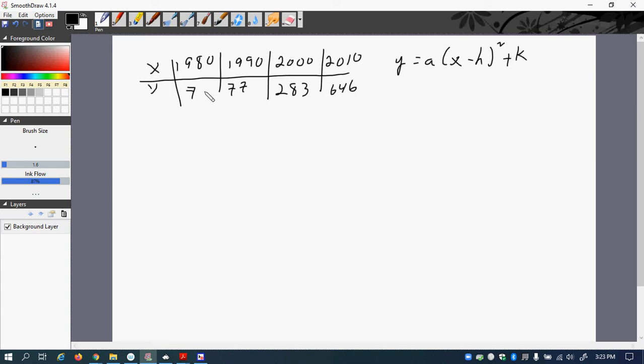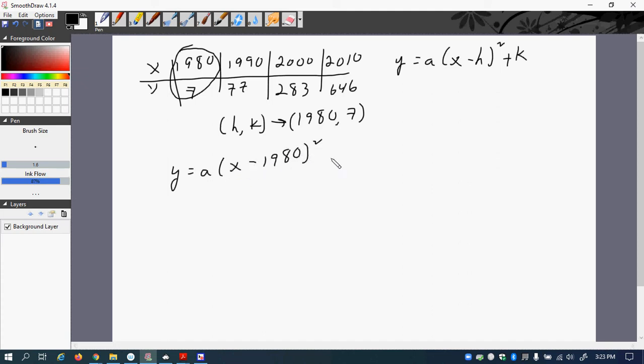So we can just pick one of the points to be our h and k. And we would probably assume that this one would be the one, because it looks like it's the lowest in my setup. So I'm going to make this the h and the k. My h and k is going to become 1980, comma 7. So far my equation is y equals a times (x minus 1980) squared plus 7. And now I need to find the a. I don't know the a.